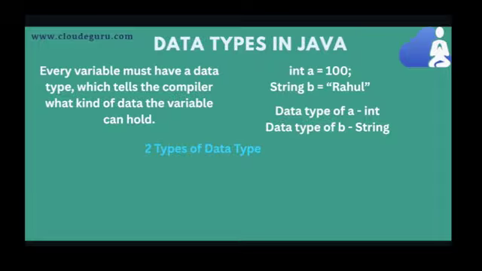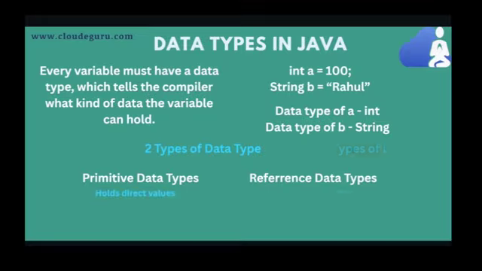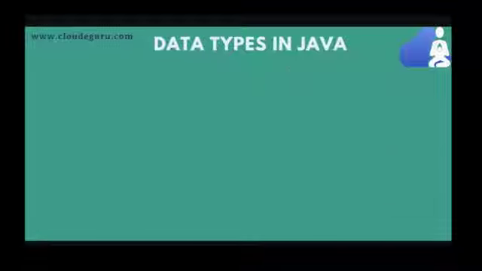In Java, data types are broadly categorized into two types. One is primitive data types. These data types hold the values directly, and the other one is non-primitive data types, or reference data types. They hold references to the objects. Okay. Now let's see what primitive data types are.